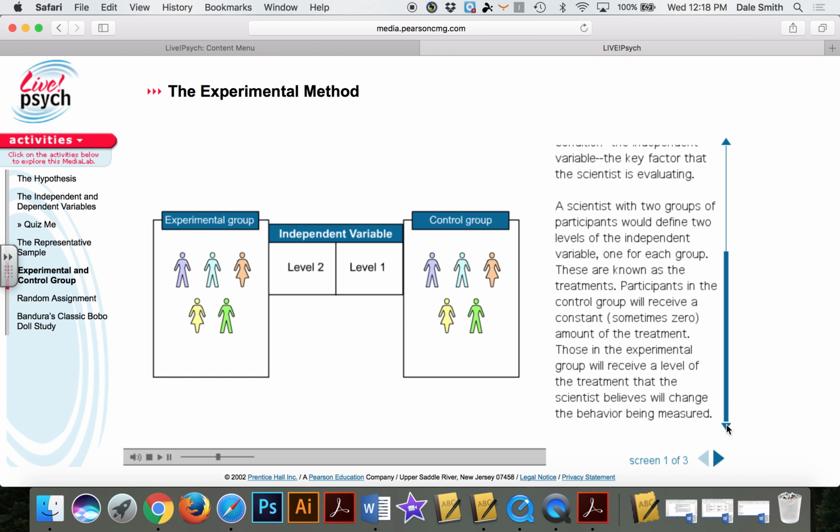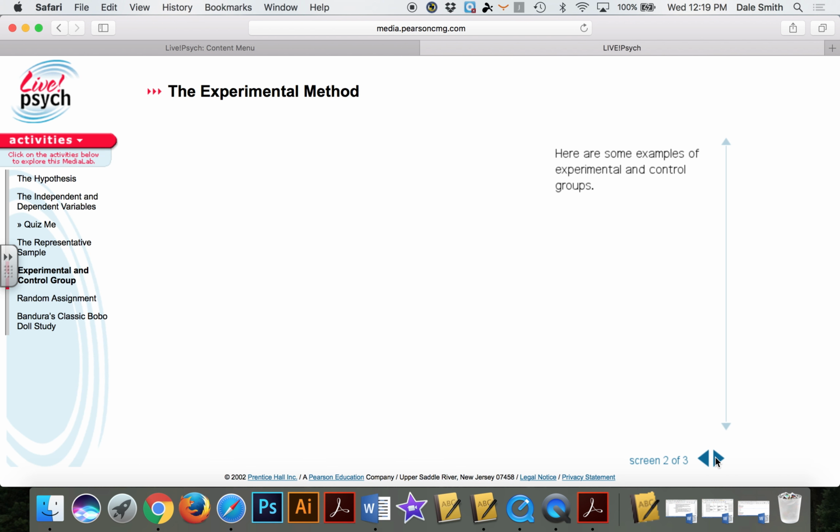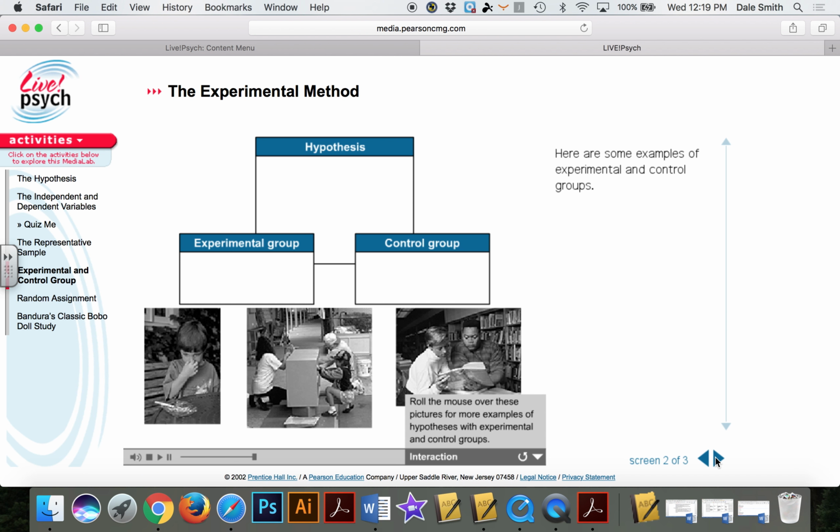A scientist with two groups of participants would define two levels of the independent variable, one for each group. These are known as the treatments. Participants in the control group will receive a constant, sometimes zero, amount of the treatment. Those in the experimental group will receive a level of the treatment that the scientist believes will change the behavior being measured. Here are some examples of experimental and control groups.